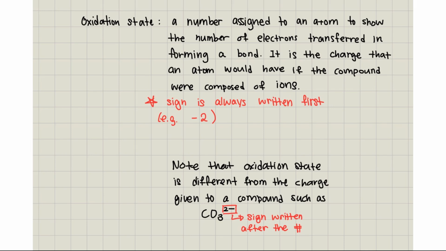Oxidation state is defined via the IB chemistry syllabus as a number assigned to an atom to show the number of electrons transferred in forming a bond. It is the charge that an atom would have if the compound were composed of ions. And in oxidation states, the sign is always written first. Note that oxidation state is different from the charge given to a compound, such as in CO3 2-, where the sign is written after the number.